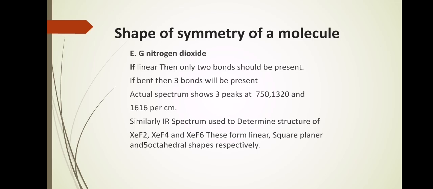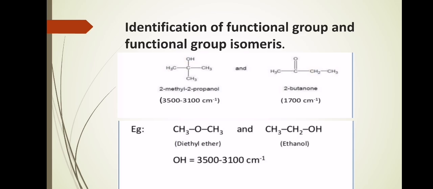Similarly, infrared spectroscopy is used to determine the structure of HgCl2, HgCl4 and HgCl6. These form linear, square planar and octahedral shapes respectively. Identification of the functional group and functional group isomers.